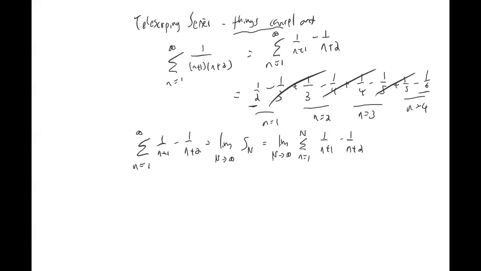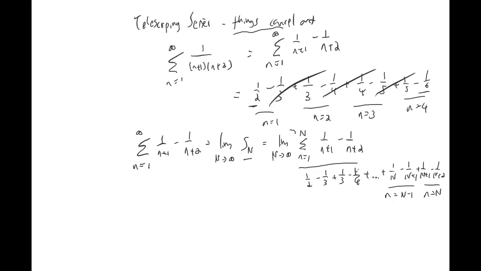So let's write out, this is Sn, but let's write out what Sn is, right? When n is 1, I get a half minus a third plus a third minus a fourth. Same thing as before, right? But I'm going up to n, so let's go up to n minus 1. So for n equals n minus 1, I get 1 over n minus 1 over n plus 1, and then plus 1 over n plus 1 minus 1 over n plus 2. So I'm going up to n.